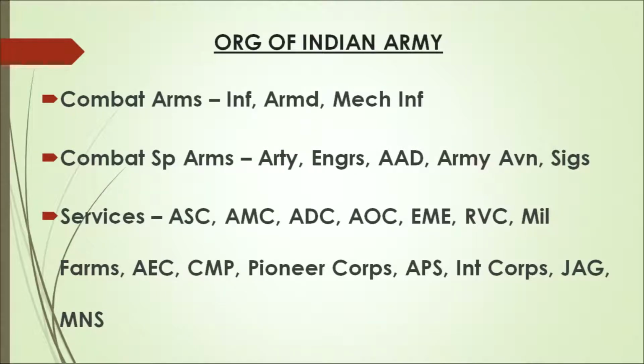Infantry, armored, and mech infantry fall under combat arms. Artillery, engineers, Army air defense, aviation, and signals, they are combat support arms, and the services are ASC, AMC, Dental Corps, AOC, EME, RVC, Military Farms, AEC, CMP, Pioneer Corps, Army Postal Service, Intelligence Corps, JAG, the Judge Adjutant General, and the Military Nursing Service.